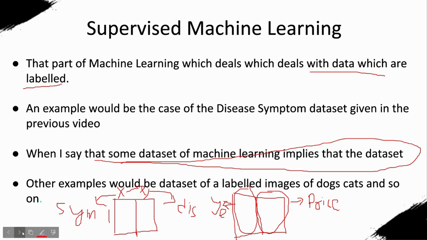So other examples would be a data set of labeled dogs, cats, and so on. For example, if you've been given images of dogs and cats which are appropriately labeled, these would be a labeled data set. Let's move on to the next classification.